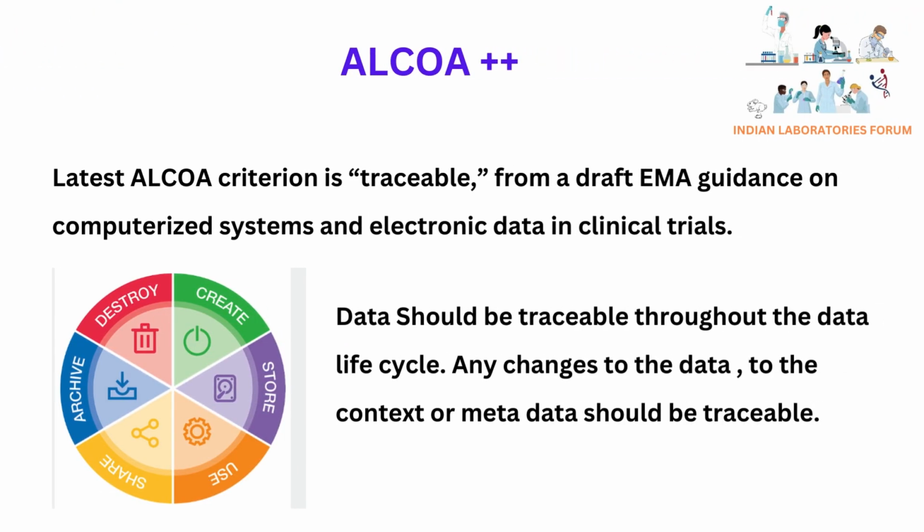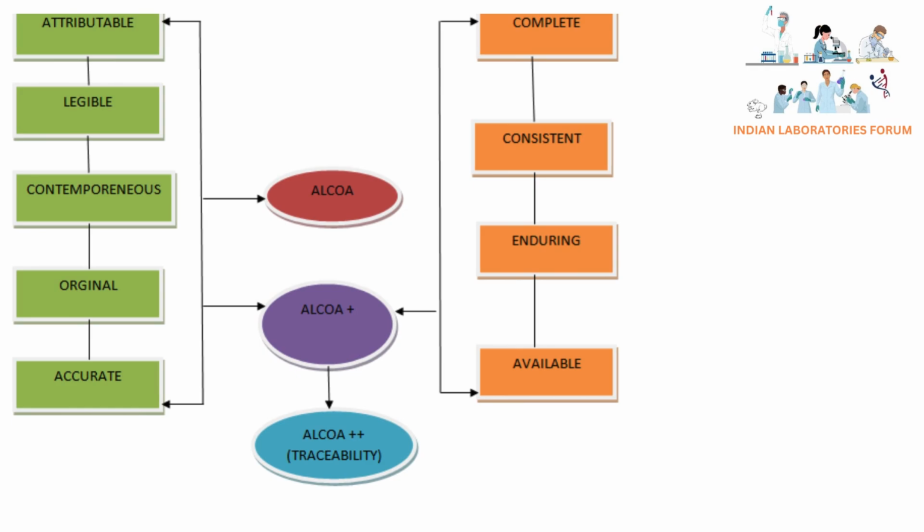ALCOA++. In this, one additional criterion is included to the ALCOA Plus principles. The latest ALCOA criterion is traceable, from a draft EMA guidance on computerized systems and electronic data in clinical trials. Traceability is the unbroken chain of comparison to the highest standards. Data should be traceable throughout the data life cycle. Any changes to the data, to the context or metadata should be traceable. This is the simple representation of ALCOA principles, ALCOA Plus principles and ALCOA++ principles.